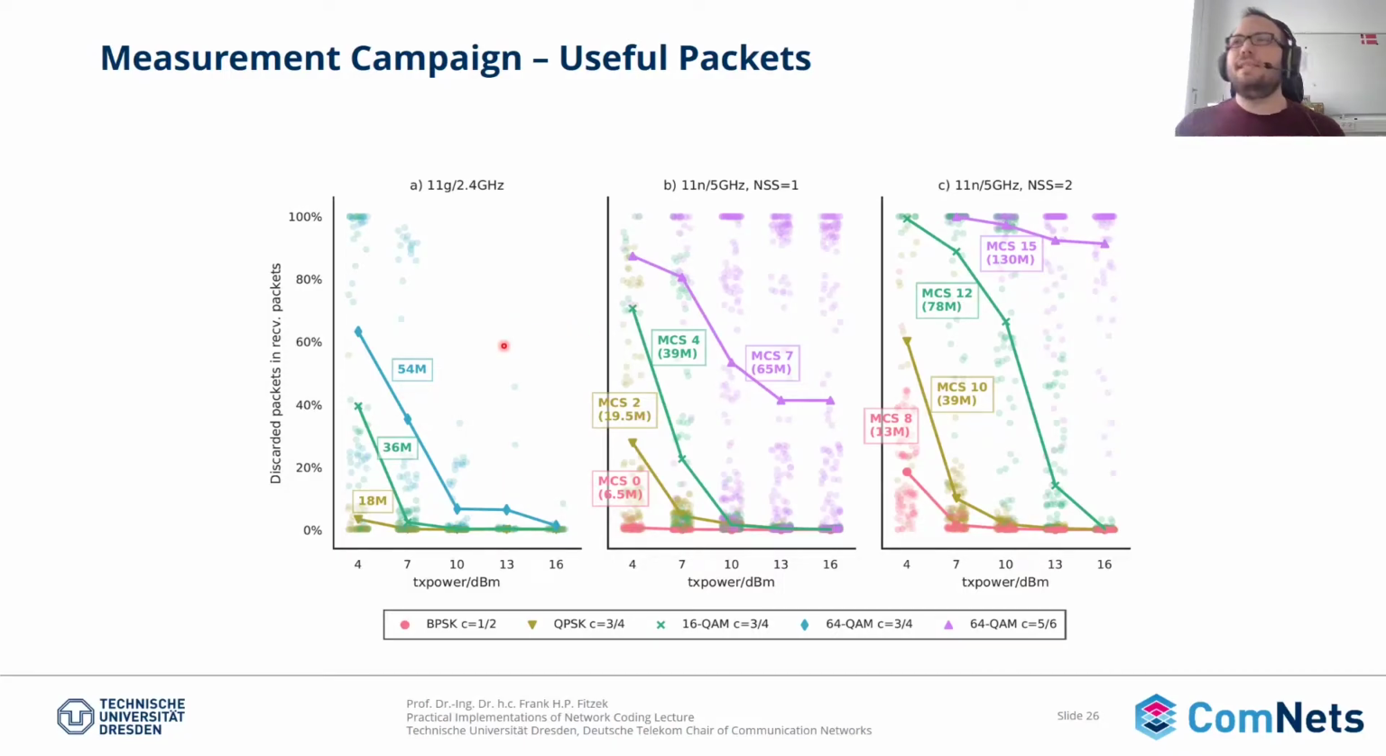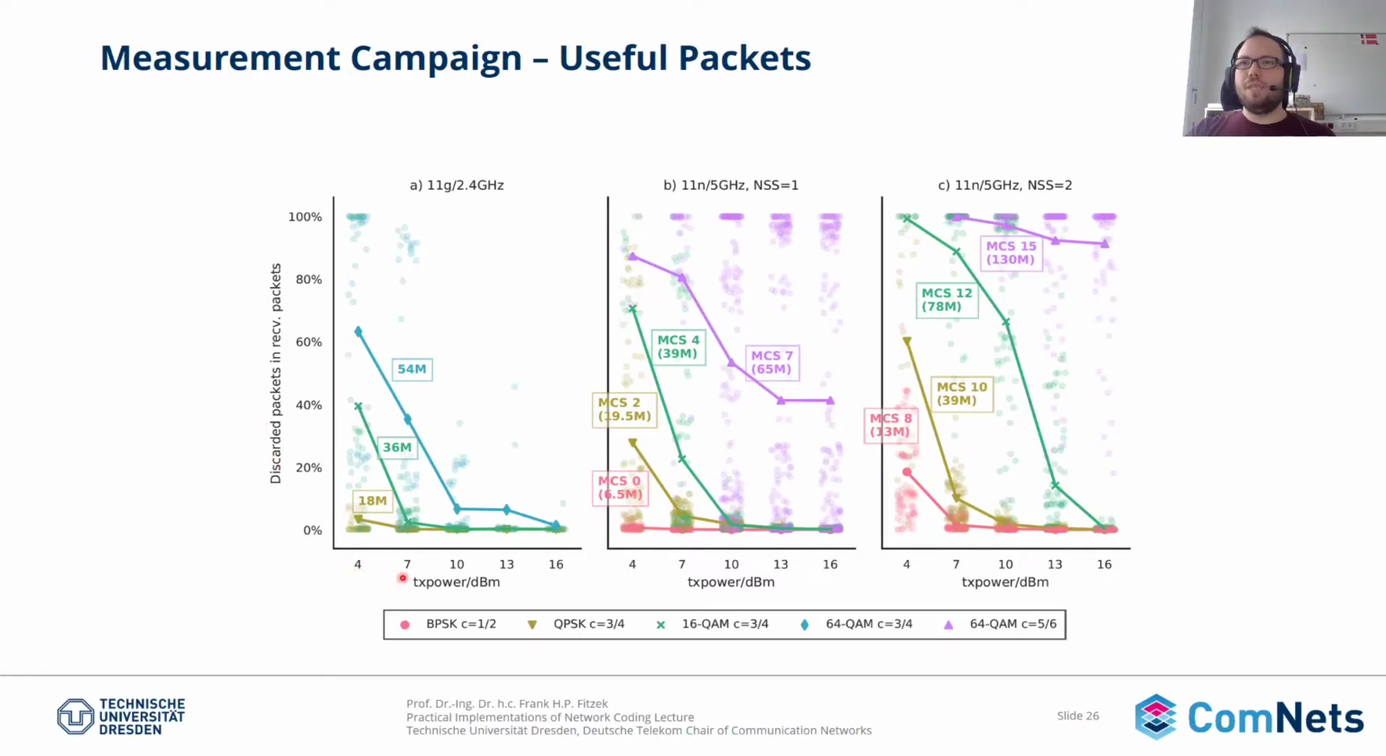We used different modulations for the transmissions, so you could choose the modulation you want. In 11g, which works in the 2.4 gigahertz frequency band, we transmitted at different rates: 54 megabits, 36 megabits, and so on. Each dot represents 10,000 packets transmitted. So this is how many discarded packets there were out of the number of received packets.